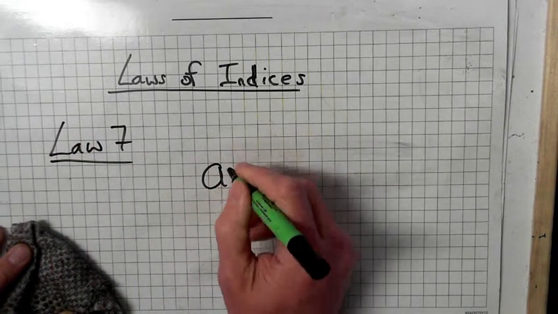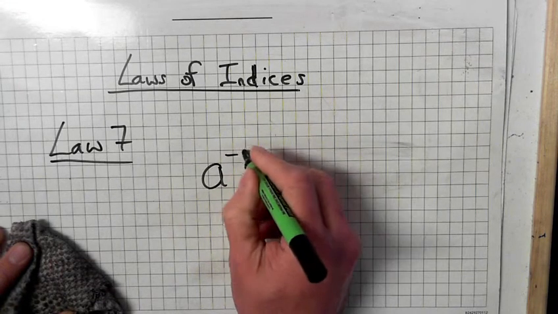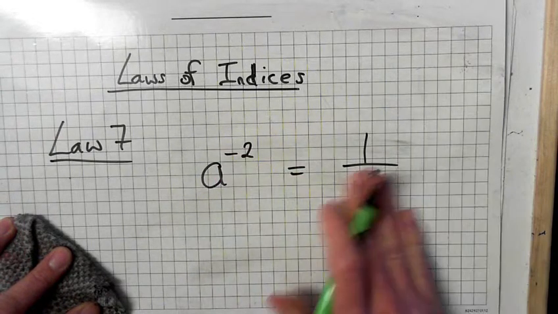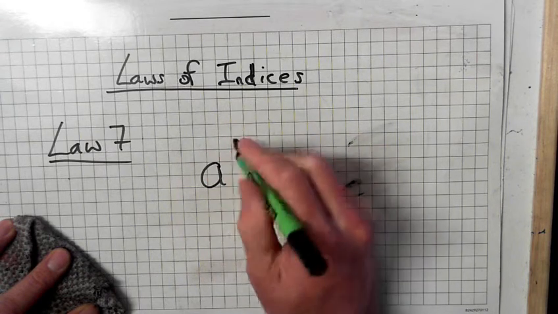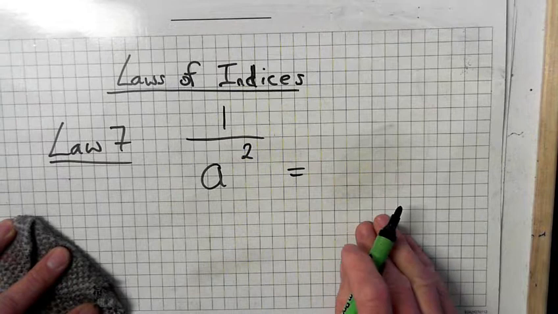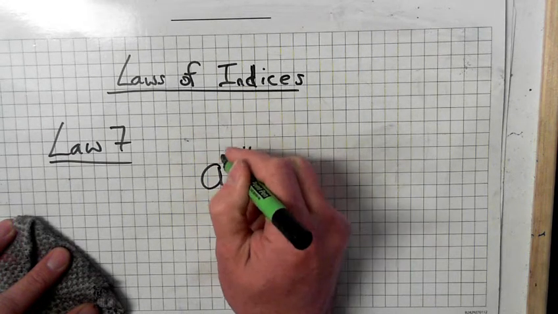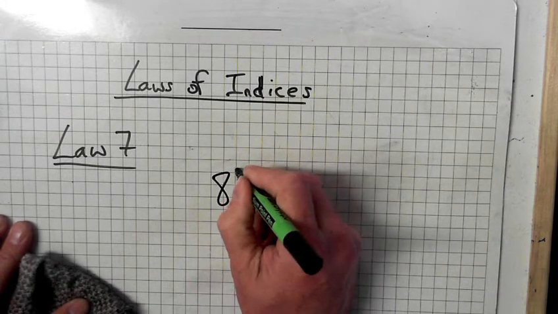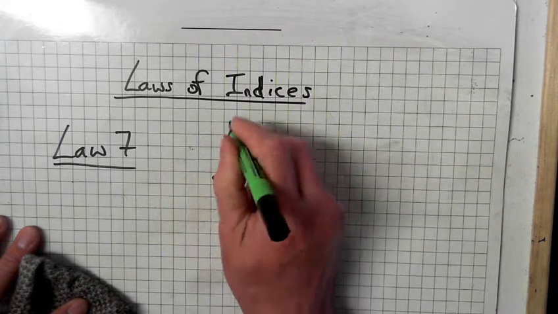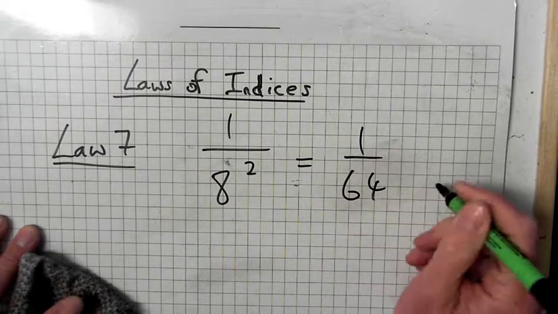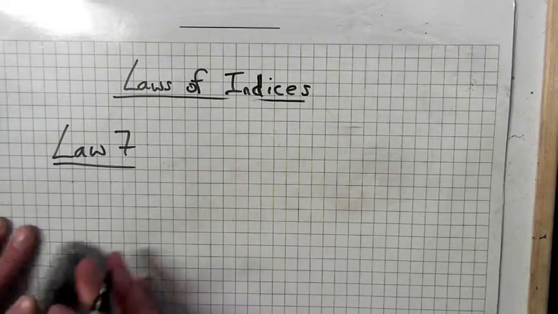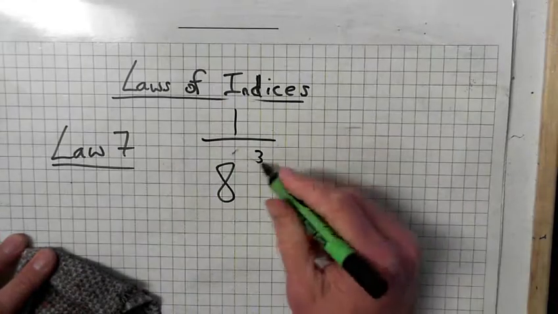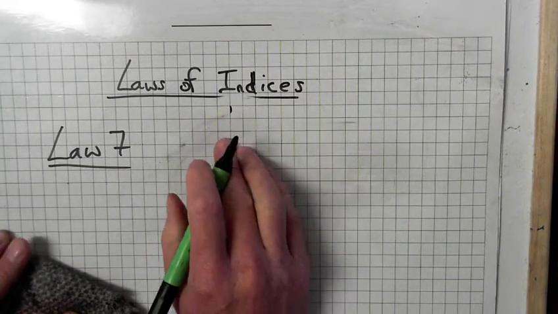Law 7, I'll just finish these off. If I have 8 to the power of minus 2, I just showed you this earlier, that's 1 over 8 squared. See the minus? What I teach students is, see that minus there? It becomes a 1. Or I can bring the 1 down, and it's a minus. See that? So if I have 8 to the power of minus 2, bring the 1 up, 1 over 8 squared, which is 1 over 64. So what was 8 to the power of minus 3? 1 over 8 to the power of 3. Alright, that's law 7.